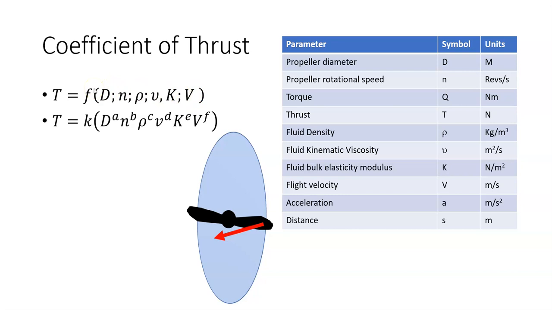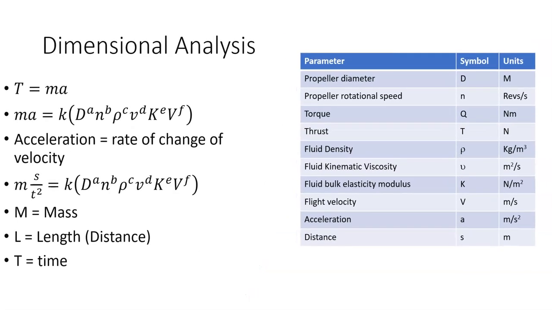And then they just said, okay, well, let's say thrust is some constant times D to the power of a, n to the power of b, rho to the power of c, nu to the power of d, k to the power of e, and V to the power of f. And I've explained what all of these are over here on the right hand side. So what they were going to do then was use dimensional analysis.